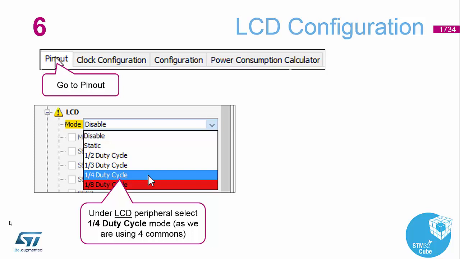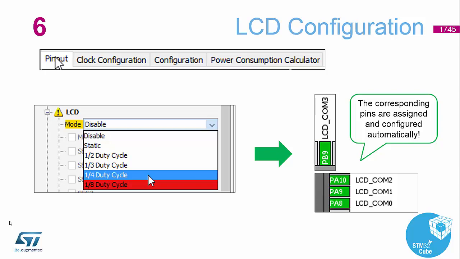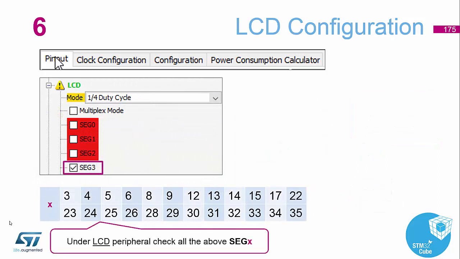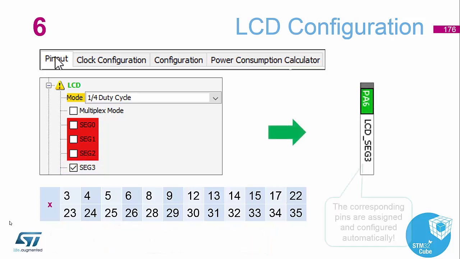So if we go back to our pinout diagram in Cube, we need to add the LCD display at 1/4 duty cycle. As we are only using 4 commons, which will appear as PA8, 9, 10, and PB9. And then we need to add each of the individual segments as shown in this table on the screen now. So we need to tick each of those segment numbers, 3 all the way up to number 35, to assign each of these GPIO pins. So each pin will get automatically assigned.